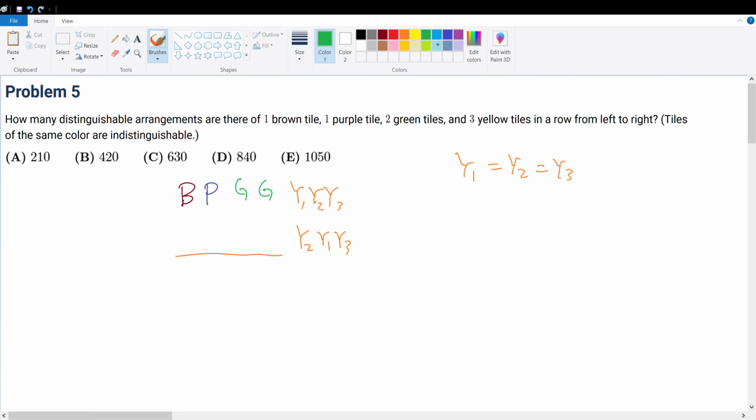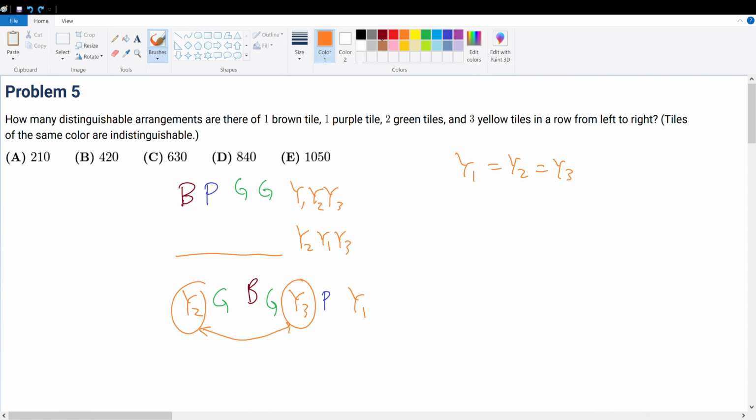Let's give ourselves another example. Let's say I have green here, I put a brown here, and a purple right here. Then I'll put the yellows, one here, one right here, and one right here. If I were to swap yellow 2 with yellow 3, would you be able to tell them apart from the original combination? The answer is no, because they're the same yellow.